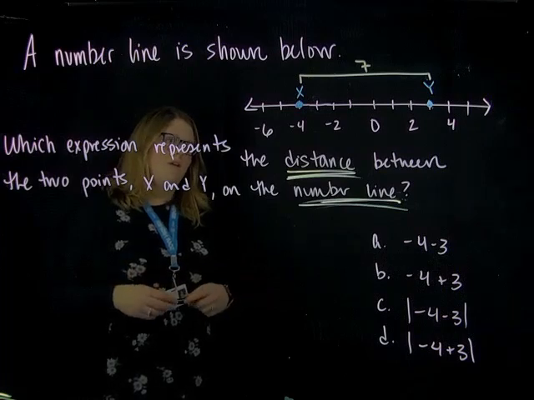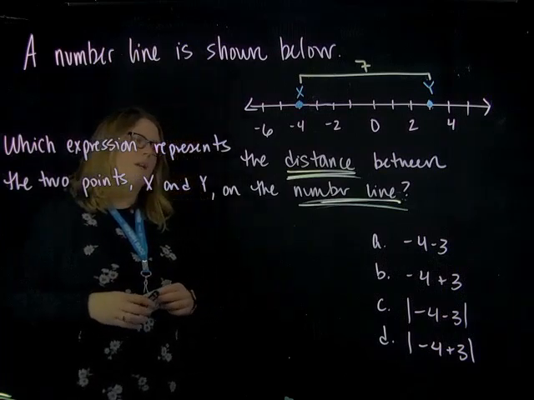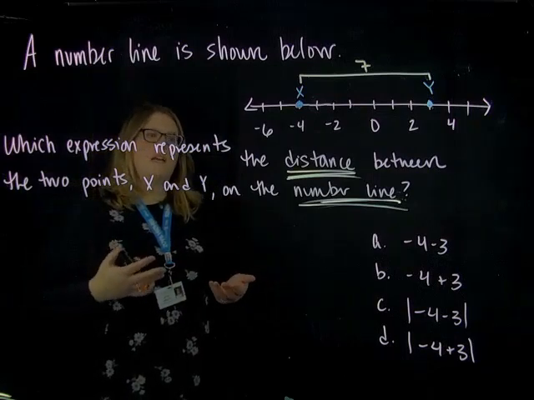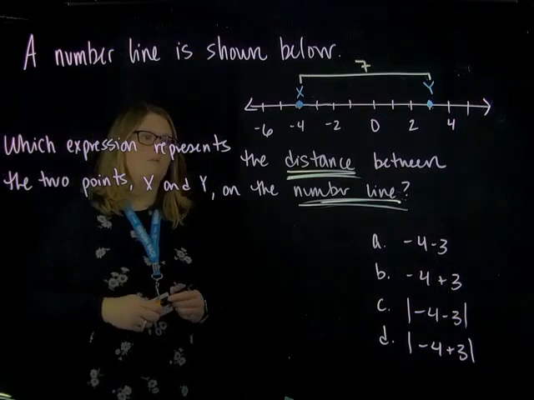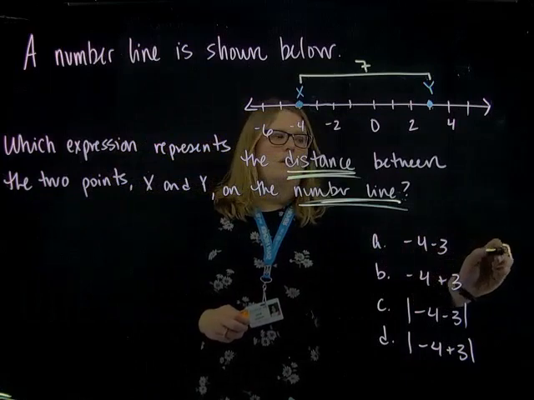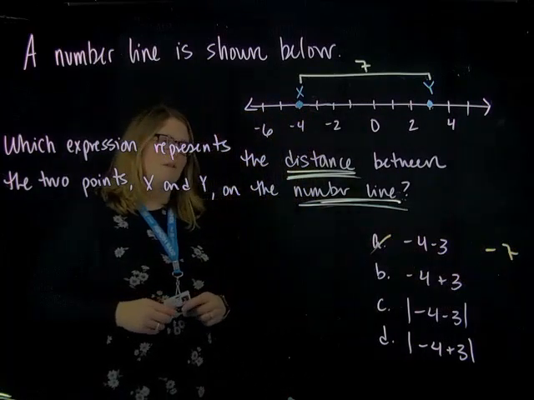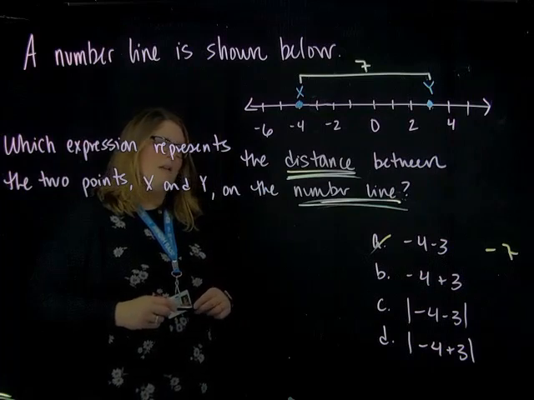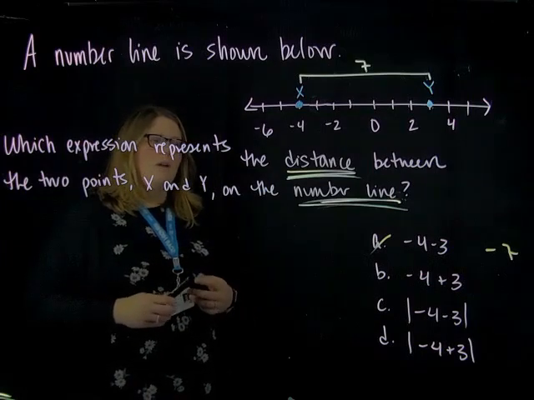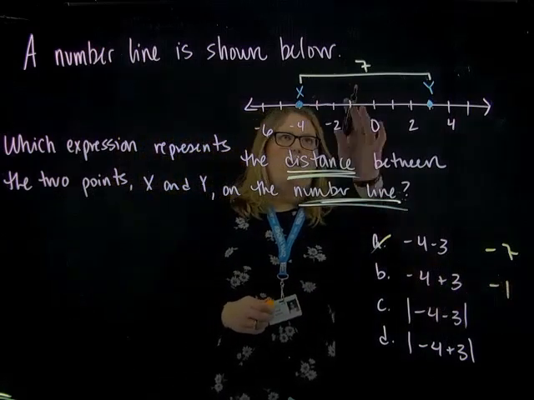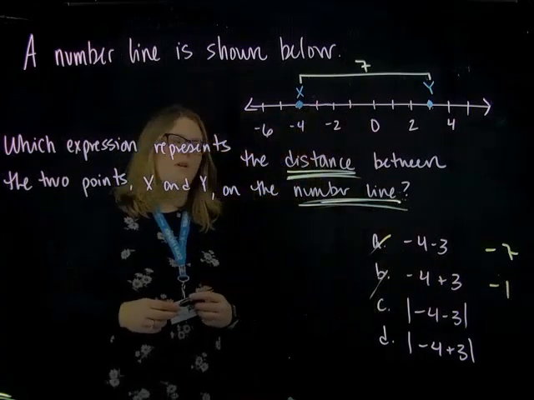options here. So A, -4 minus 3, we could basically just figure that out mathematically. What does that equal? -4 minus 3 gives us -7. Okay, so automatically that's out because it yields a negative answer. B, -4 plus 3, we have one more negative than positive, so that leads us to -1. Again, not 7, not what we're looking for.